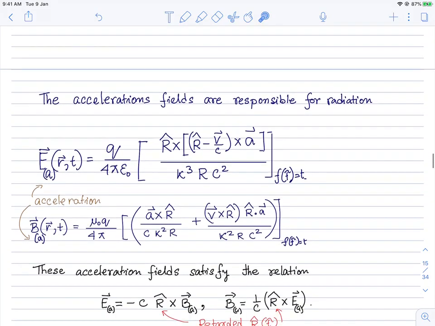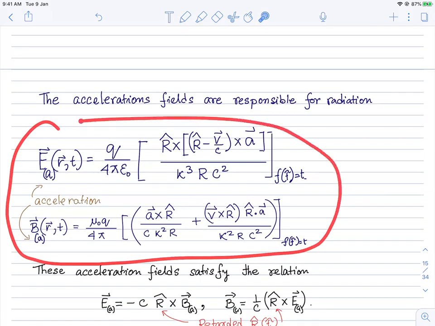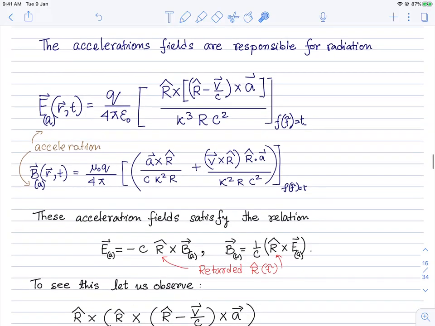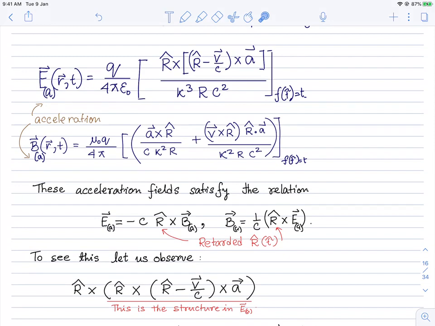This is the final result for the acceleration fields, so let us focus on the acceleration fields only for now. The velocity fields are there, they are non-zero near the charge, but we are trying to focus on the acceleration fields only. So if we focus on the acceleration fields, then we have these two terms.